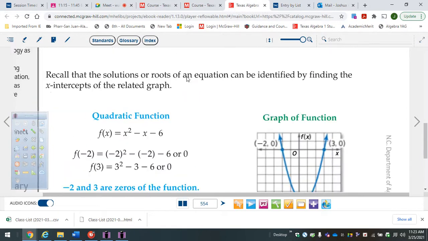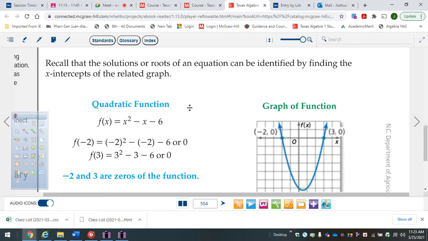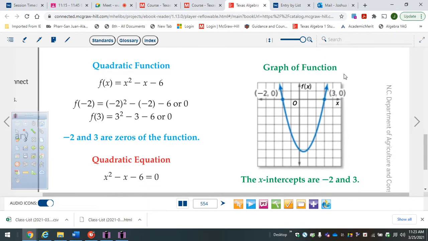So here it goes. Recall that solutions or roots of the equation can be identified by finding the x-intercepts. If we graph a quadratic parabola and the graph crosses the x-axis twice, then those are my solutions, my roots, my x-intercepts, my zeros. Really simple, really easy. Can we do work? Yes, we can, but we're going to use the calculator. It makes my life a little easier.